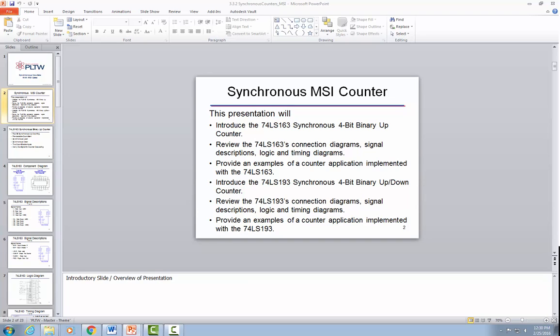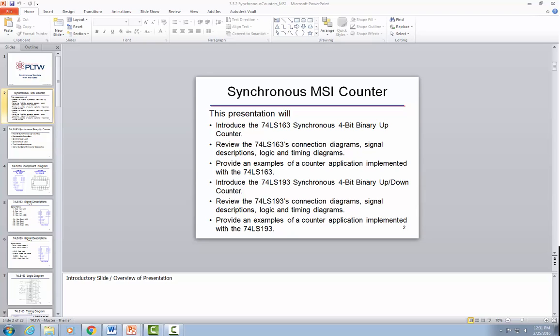This PowerPoint goes ahead and talks about 163s and 193s. So looking at this real quick, we can see that 163s are going to be up counters. They're a 4-bit up counter, so the highest number we could count with a 163 is 15. 4 bits: we have our 1s, 2s, 4s, and 8s, which would give us 15. The 163 or the 193.